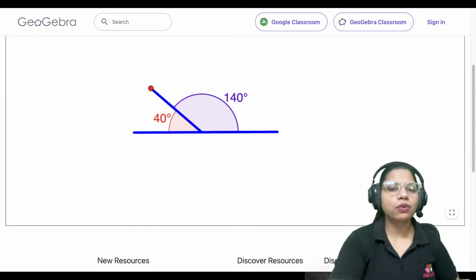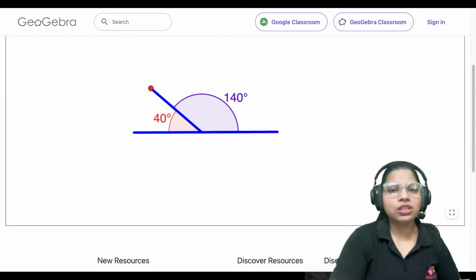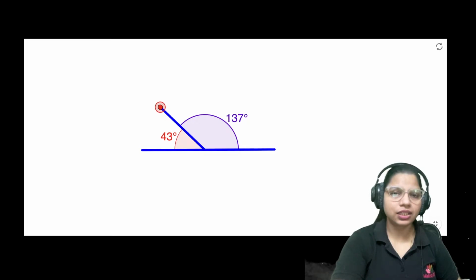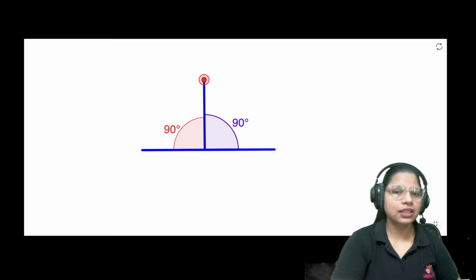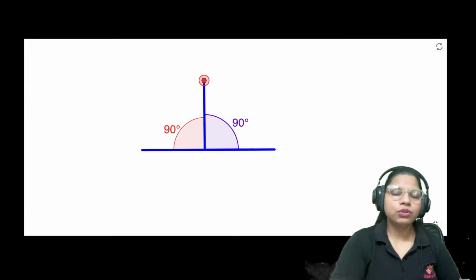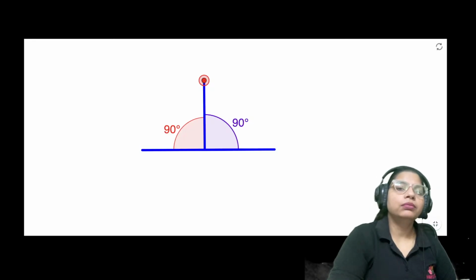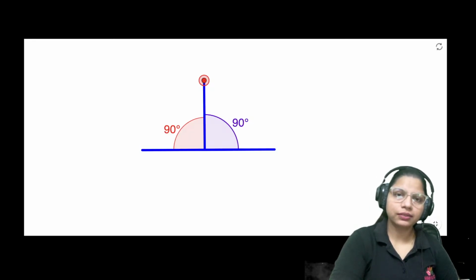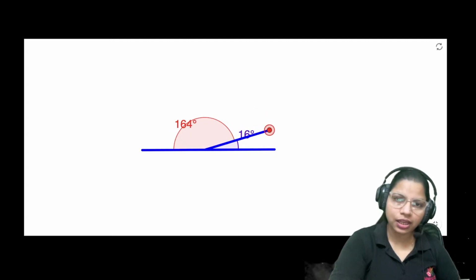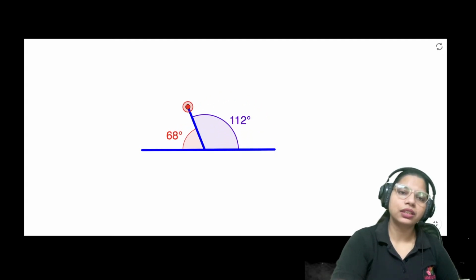Now we'll talk about supplementary angles. What are supplementary angles? They always add up to 180 degrees. If I say one is 90, the other one will be 90 as well, because they add up to 180 degrees. We call them supplementary angles. If one is 50, the other one would be 130. Understanding? If one is reducing, the other one would be increasing.